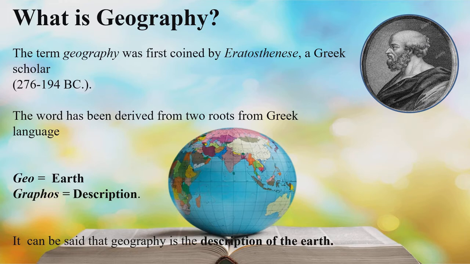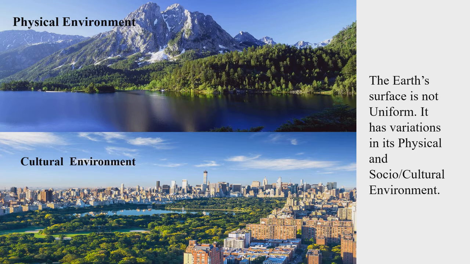change over time. ज्योग्राफी में हम किसी भी फिनोमेना के डिस्ट्रीब्यूशन के बारे में पढ़ते हैं और उस डिस्ट्रीब्यूशन के पीछे क्या रीजंस हैं उनके बारे में भी पढ़ते हैं. The Earth's surface is not uniform. It has variations in physical features.